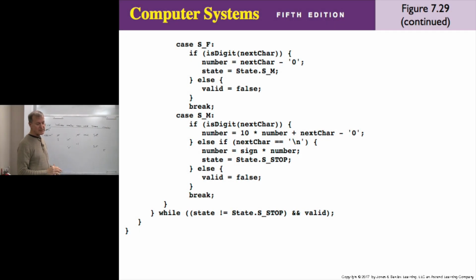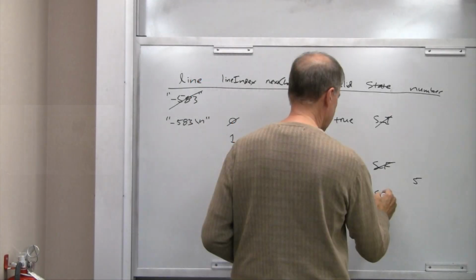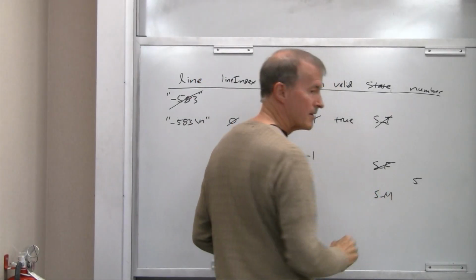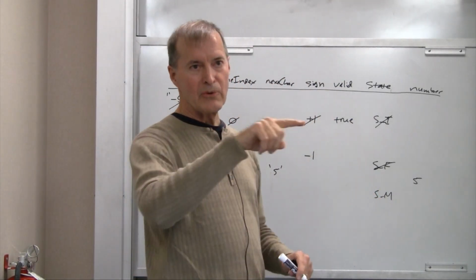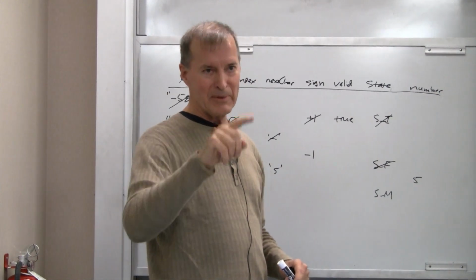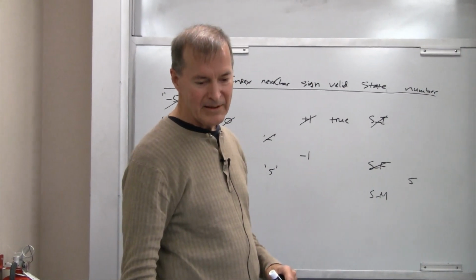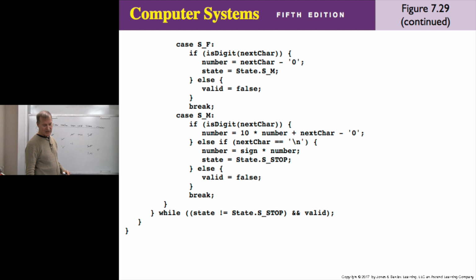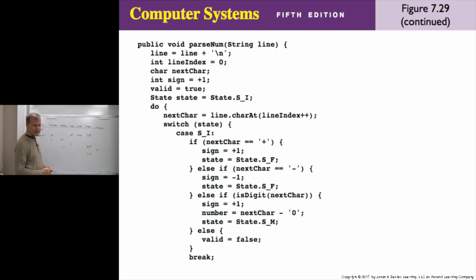Then what happens? State gets what? State gets M. Yeah, so now we're going, I remember the figure in M, okay? And we skip the else, we break. Now we're at the while. State is not equal to stop. True or false? Valid, true or false? True. So what happens? Go back.